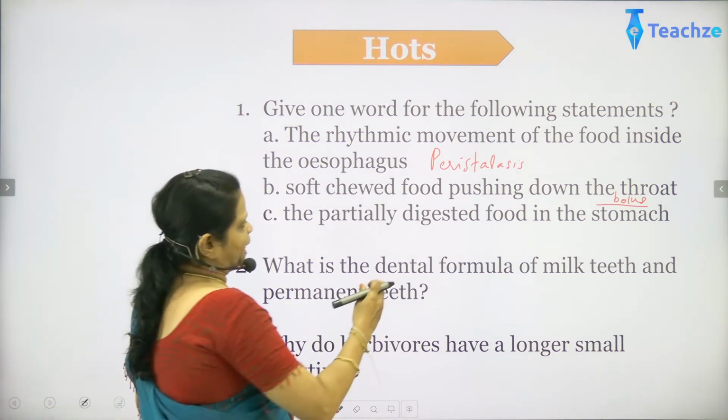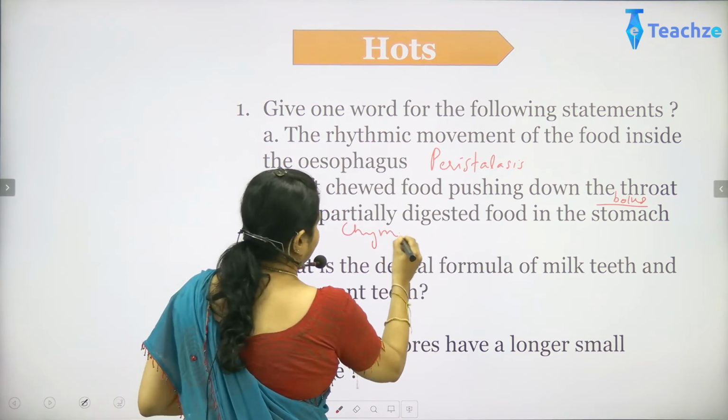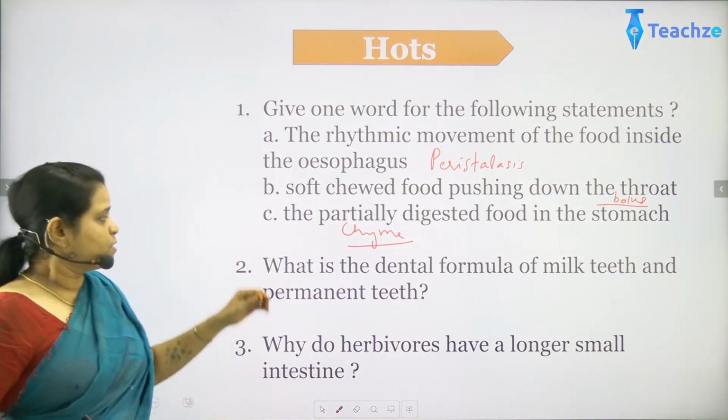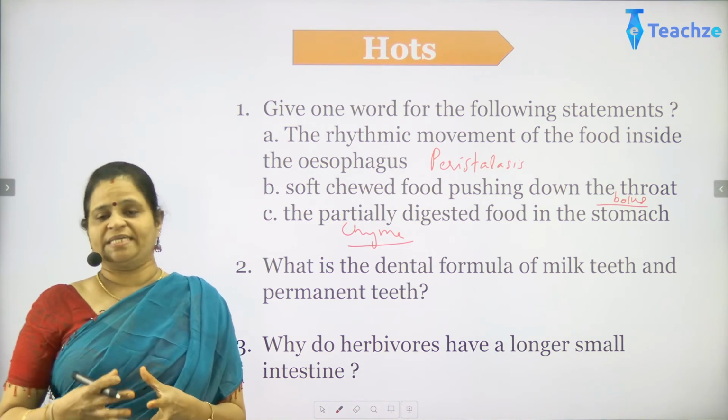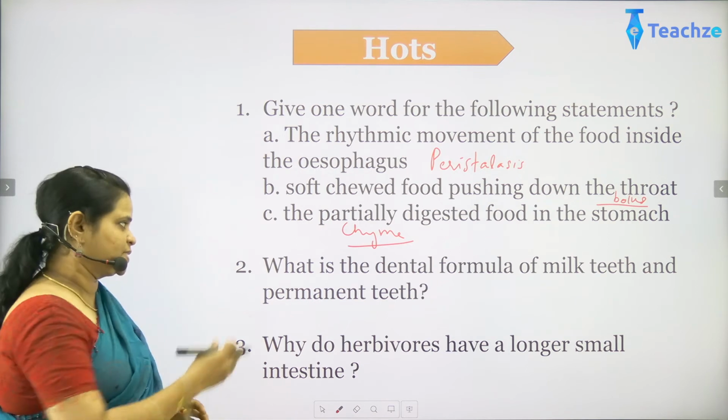The third one, the partially digested food in the stomach, we call it chyme. In detail we'll be taking it up. So chyme will be the first part which enters the stomach, which gets churned. The churned food we call the chyme.